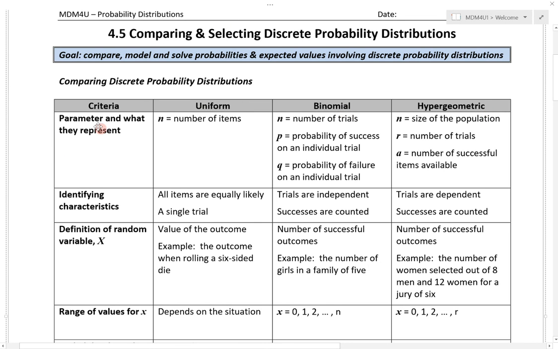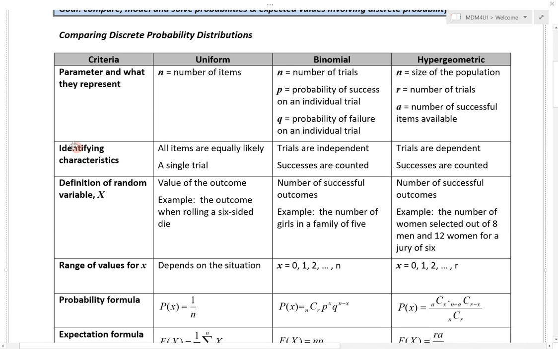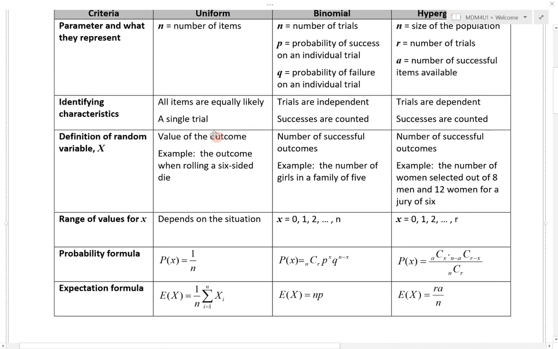So what are the parameters and what do they represent? N is the number of items for the uniform distribution. All items are equally likely in a single trial. The X represents the value of the outcome, for example the outcome when rolling a six-sided die, and you have a range of values for X depending on the situation. The probability for a uniform distribution is just 1 over n, and the expected value formula is given right here.